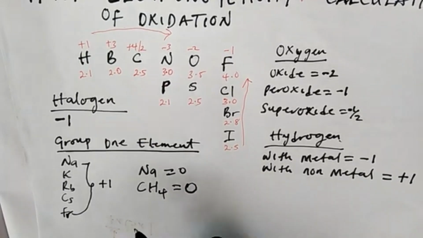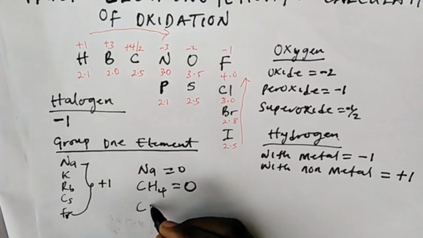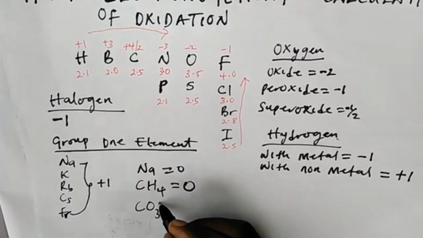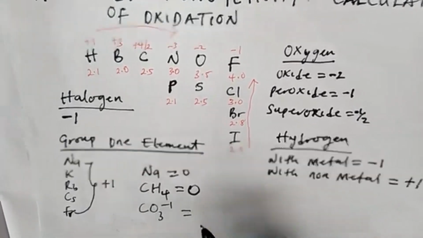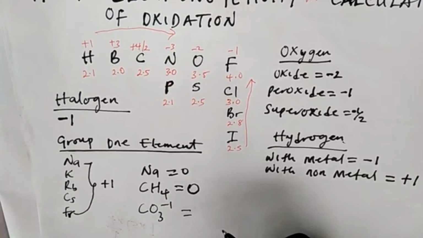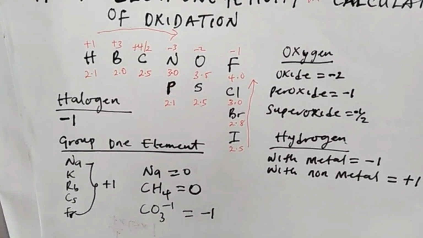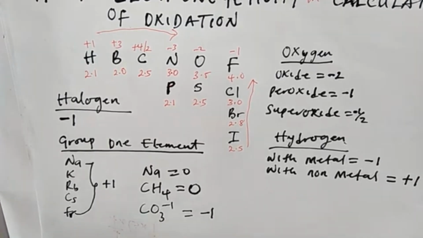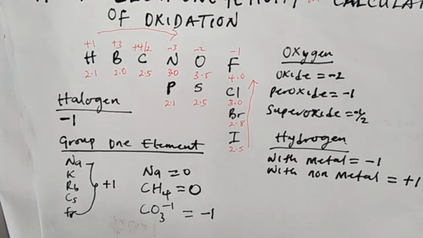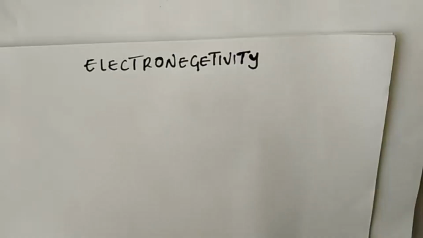But what if you have a compound like this, CO3-1? Now, the overall charge of this compound is -1. So when you are calculating the oxidation number, it will be equal to -1. When you solve for it, you then get the oxidation number. So, electronegativity is the ability of an atom to pull electrons towards itself.